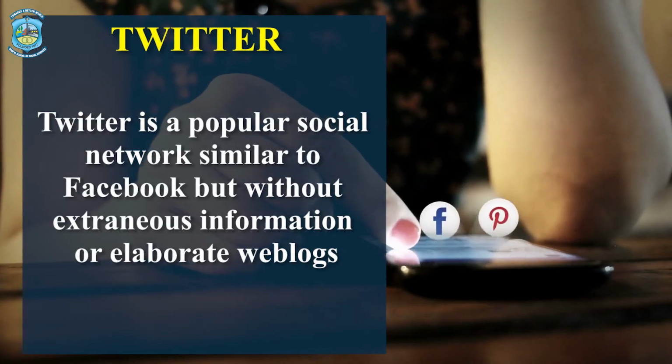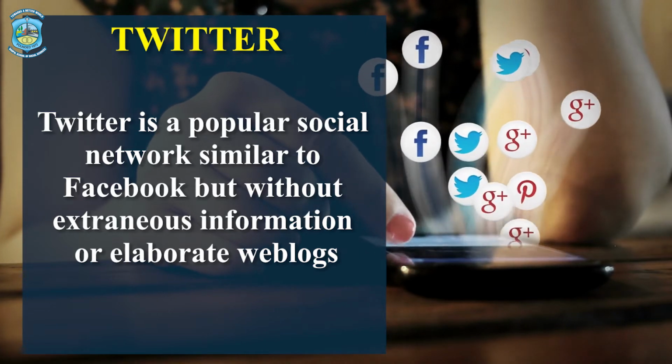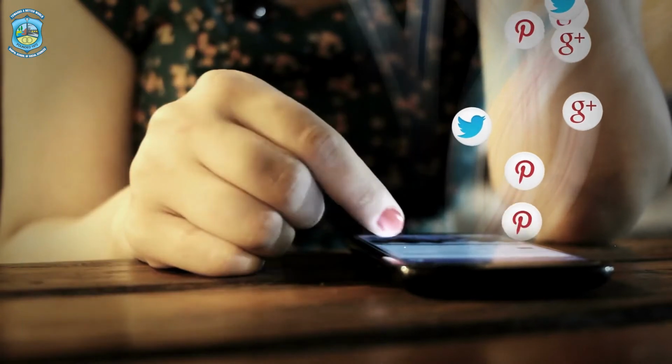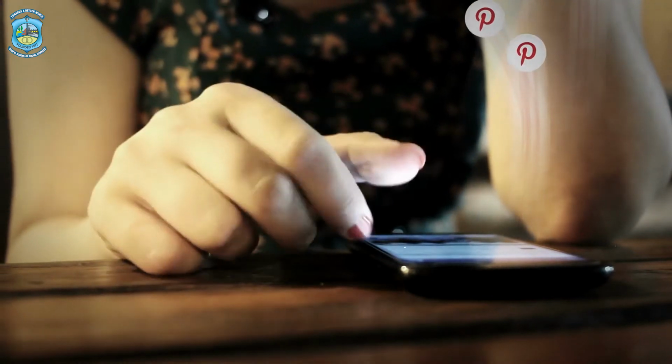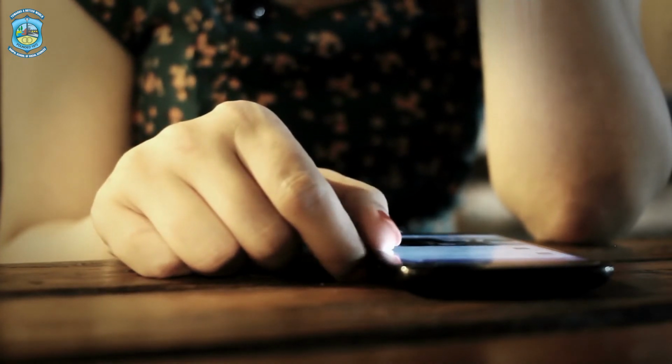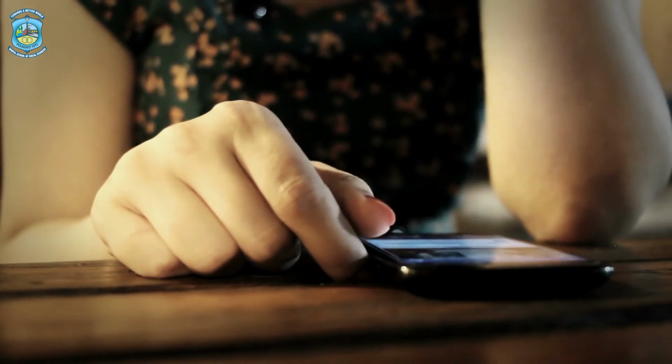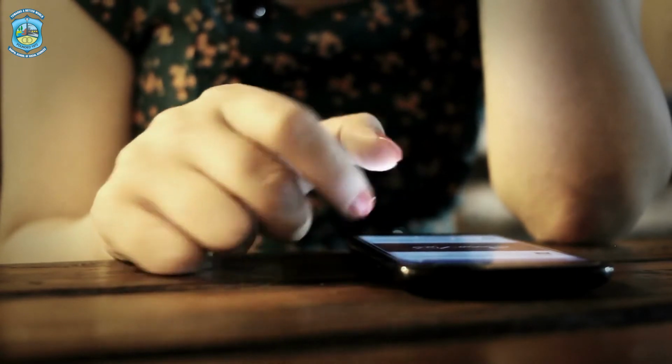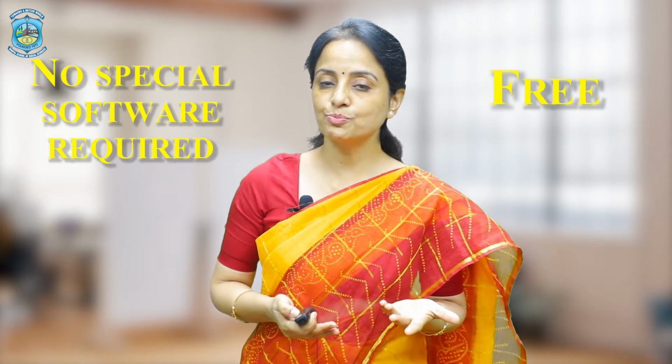Next is Twitter. You all are aware about it. Twitter is a popular social network similar to Facebook, but without extraneous information or elaborate weblogs. Twitter is a popular social networking site created in 2008. While the concept is not unlike similar social sites such as MySpace and Facebook, Twitter is unique in that users can write or tweet messages from either their computer or cell phone in short, concise updates as often as they please. The concept of Twitter revolves around the idea that people can stay updated on the events of others' lives without spending a lot of time sifting through extraneous information or more elaborate weblogs. Another perk is the fact that Twitter is completely free and requires no special software.